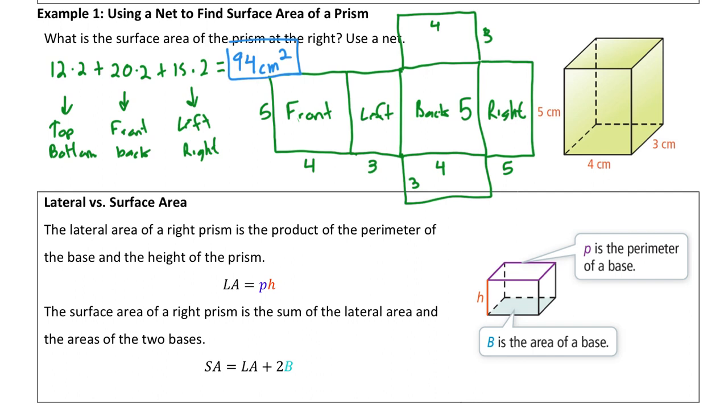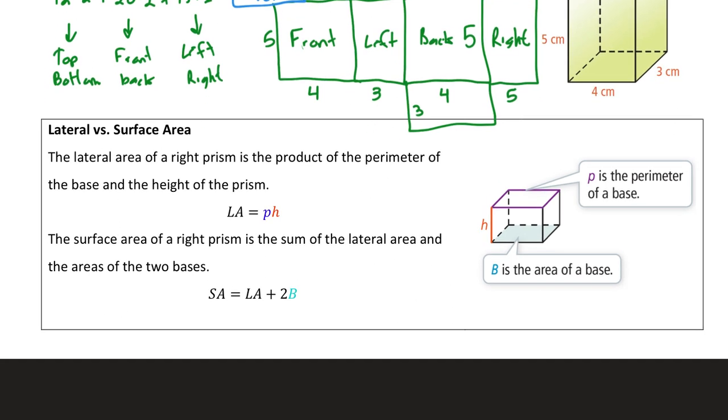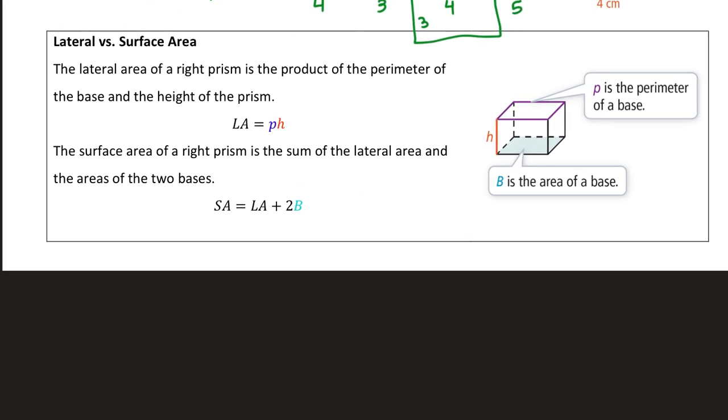Now, I will admit, this is a fairly tedious way to do this. If you get better at visualizing shapes, finding the surface area becomes a lot easier, okay? So we're gonna use some formulas to help us with that. So one thing I wanna talk about next is lateral area versus surface area. So the lateral area is really the product of the perimeter of the base and the height of the prism, but really it's the area of all of the lateral faces, okay? The area of all the lateral faces.